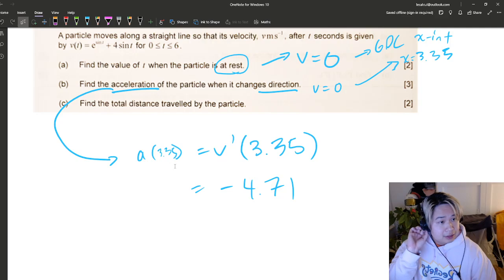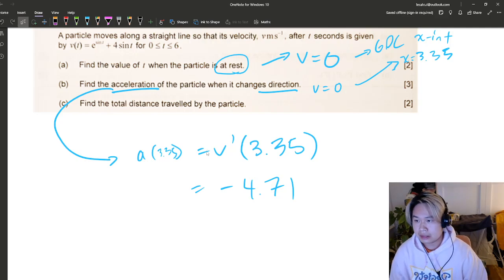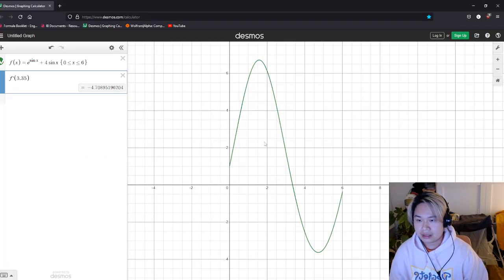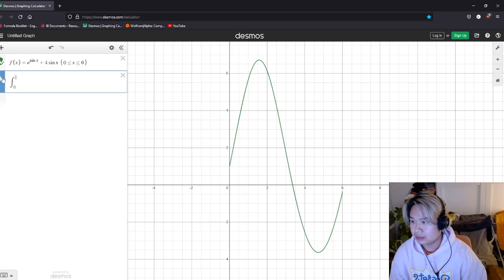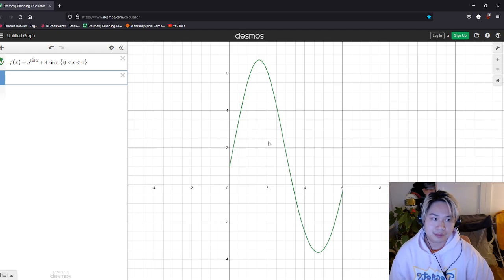Okay, and then we need to find the total distance traveled by the particle. So if you want to find total distance, there's two ways that you can do it, because the integral, so let me just demonstrate this. Integral from 0 to 3.35 of f of x dx. Okay, it doesn't show you, but our function has an area above the x-axis and then below the x-axis, and so you technically are moving some distance, for example, to the right, and then you move some distance to the left. And so if you were to just straight up integrate from 0 to 6, you won't get total distance. You're going to get total displacement, which is how far away you are from the beginning.